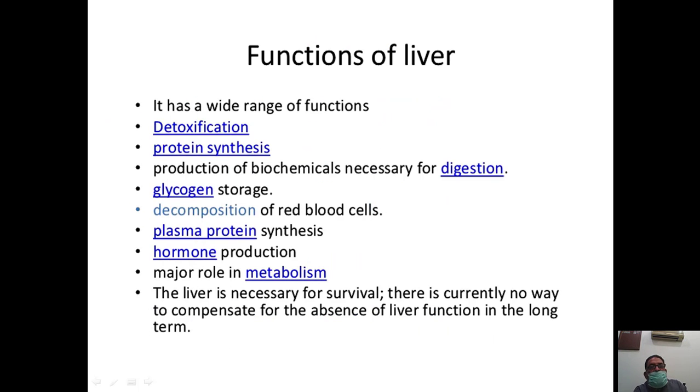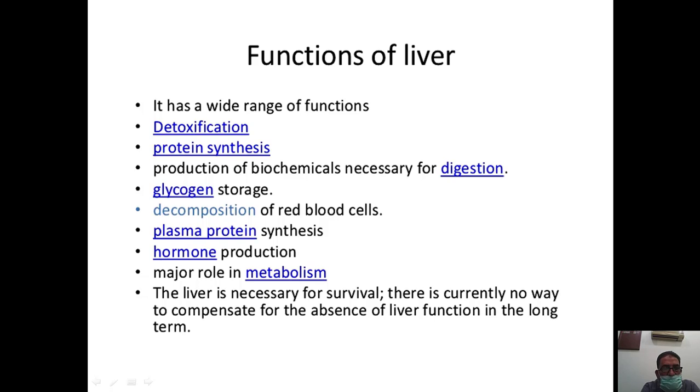Functions of the liver: it has a wide range of functions, as this slide will show. Purification, protein synthesis, production of biochemicals necessary for digestion, glycogen storage. This is glucose storage in the form of glycogen. Decomposition of red blood cells, because when red blood cells become deformed or old, they are decomposed within the liver. Plasma protein synthesis, again a very important function, because all the plasma proteins present in the blood are synthesized within the liver. That is the endocrine function.